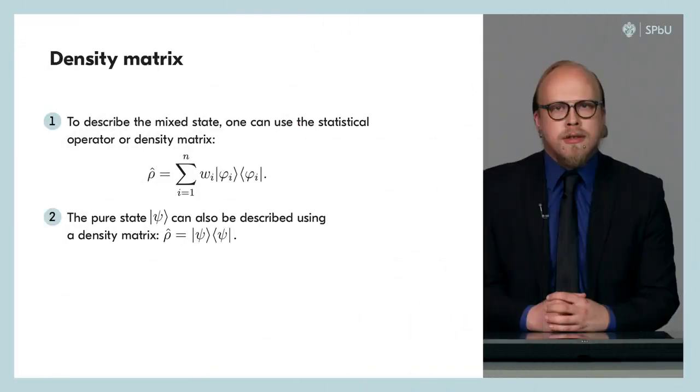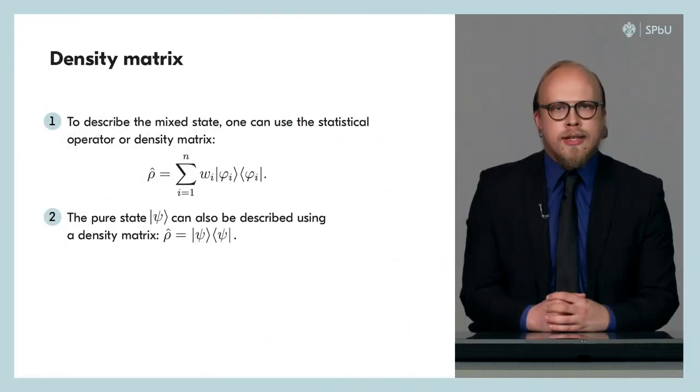Note that the density matrix can also be used to describe pure states. For example, if the physical system is in the psi state, then in this case the statistical ensemble consists of only one element, and then the density matrix ρ will simply be equal to the projector onto the state psi. In the next lesson, we will talk about the density matrix elements as well as its properties. That's all. Thank you for your attention.